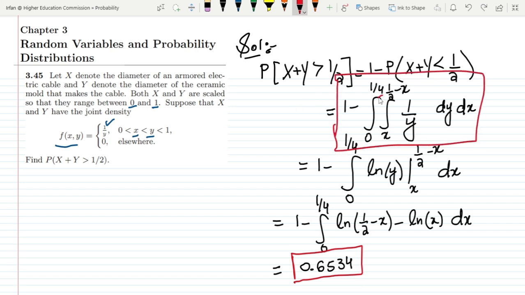We have used the range of x from 0 to 1/4 because x plus y will be less than 1, and here you can see that the y range will be from x to 1/2 minus x. Okay, so this formula is very important for you to understand, how we integrated it and how we found the value we have here. If you have any question, you can ask me in the comment box.